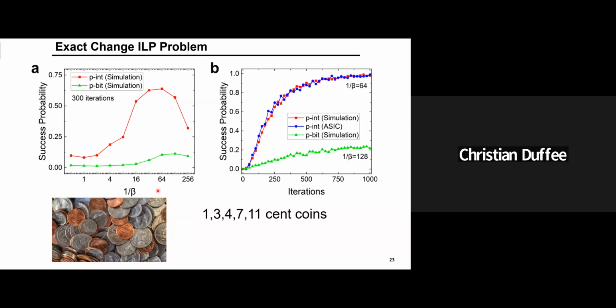But using a weird value of coins, the problem is a bit difficult. And then we implemented this using p-bits and p-ints. And you can see a temperature sweep there on the left. This is included just to show that we aren't picking some temperature where the p-int system works better than the p-bit. The p-int system actually works better across all temperatures compared to the p-bit case for this problem. And on the right, you can see the success probability in finding the ground state as we increase the trial length.